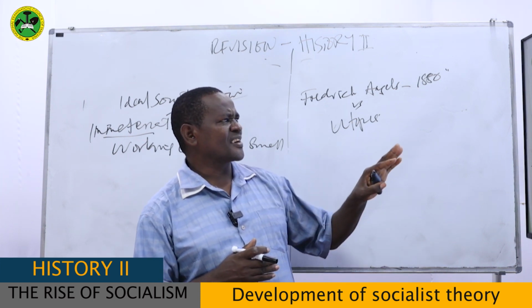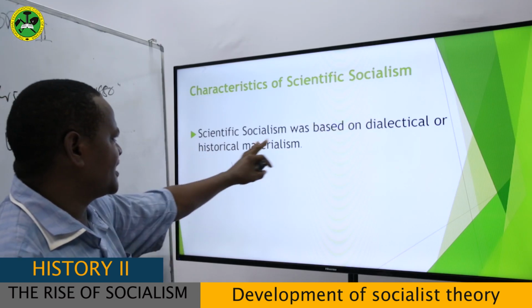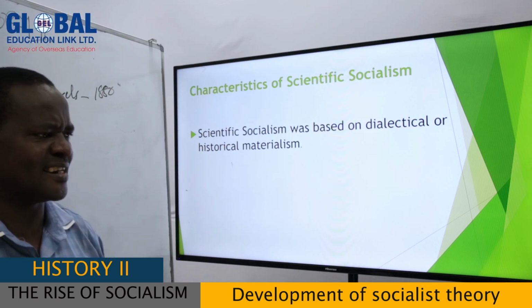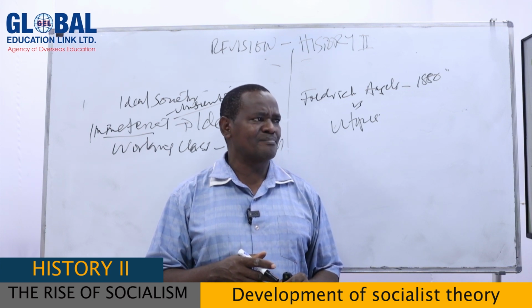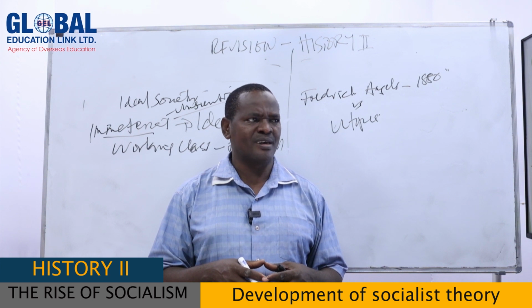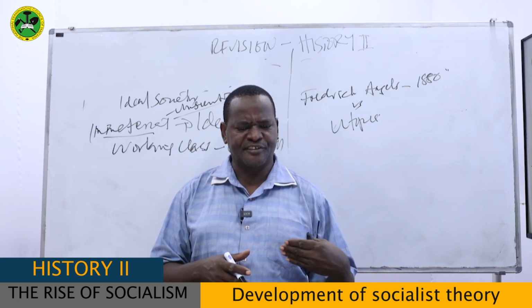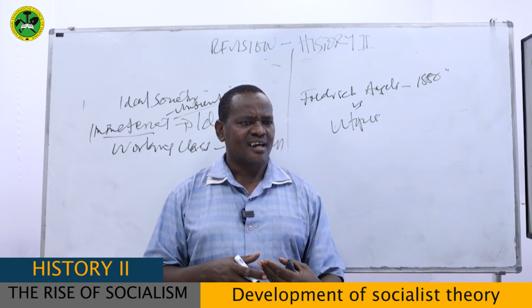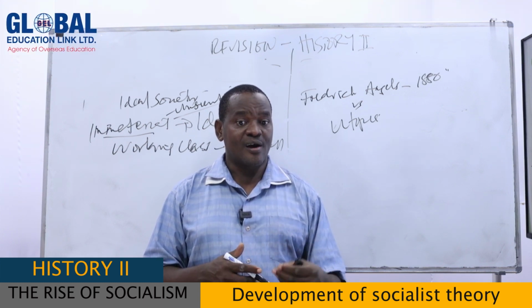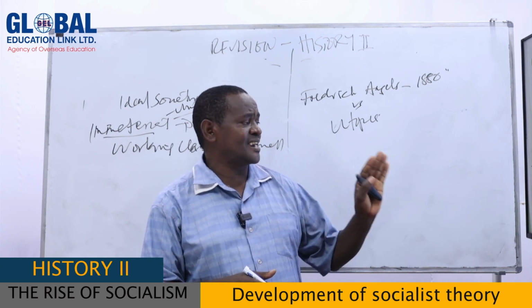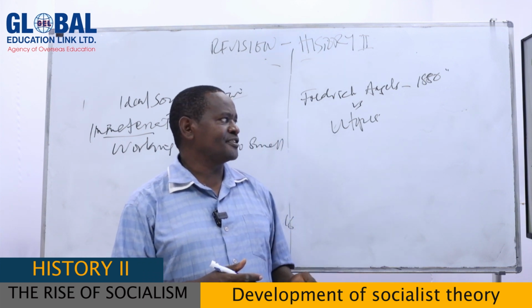My dear students, let's now look at the characteristics of scientific socialism. What characterizes scientific socialism? The first is that it was based on dialectical or historical materialism. Dialectical, as we have said, is scientific, it can be tested by using scientific methods. But historical materialism is based on class struggle. It is based on the history of struggle of human beings. So human life is characterized by class struggle. And out of that class struggle, one class, of course, should be defeated. And they believe that at the end, there will be the establishment of a classless society, which is what is meant by socialism.